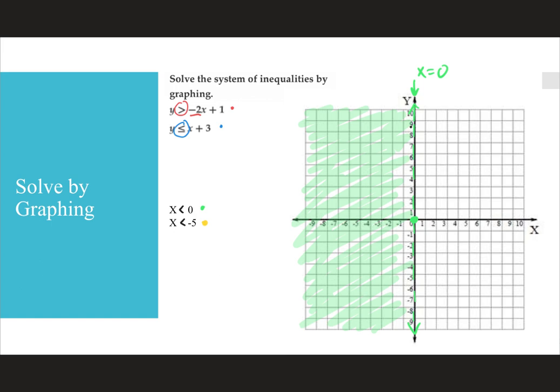In this case, I have x is less than negative 5. So negative 5 is right here. I'm going to have a vertical line right there at negative 5. It's dotted because it's still less than. And because x is less than, all of my shading is going to be over here.